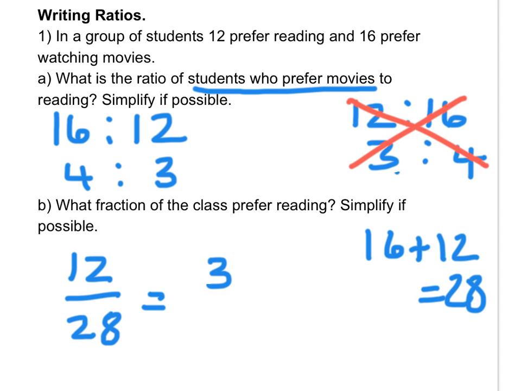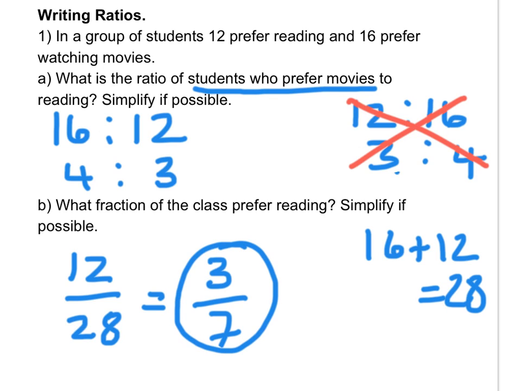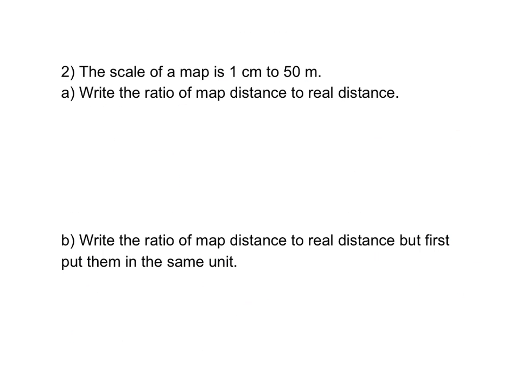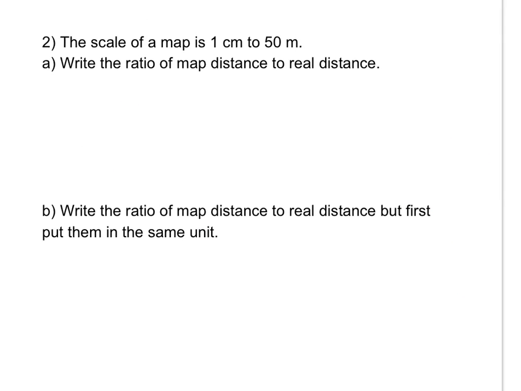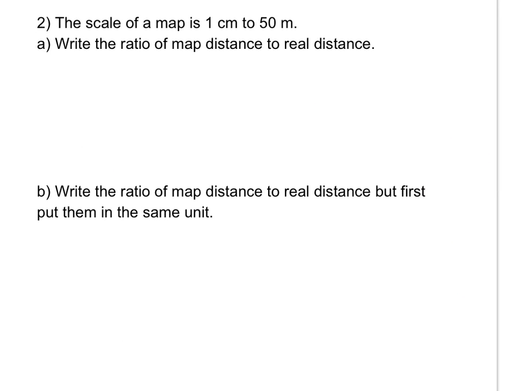And that simplifies to 3/7. So 3/7 of the class prefer reading, which means the remaining 4/7 prefer movies. Another one. So that's the basic idea of how you construct a ratio and how you construct the fraction then. It's pretty straightforward. Okay, the next one.